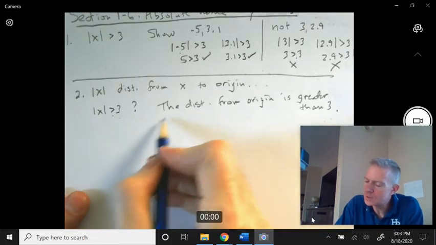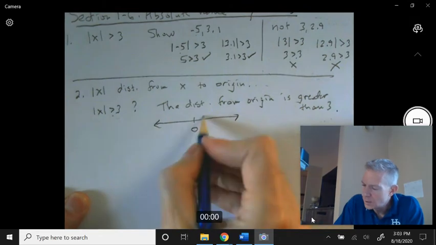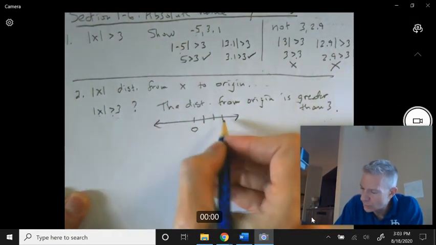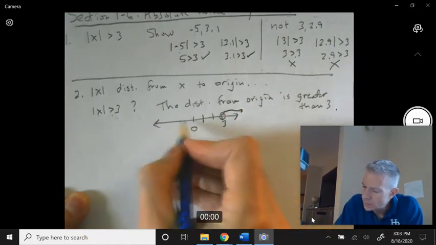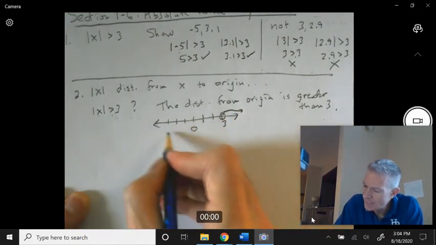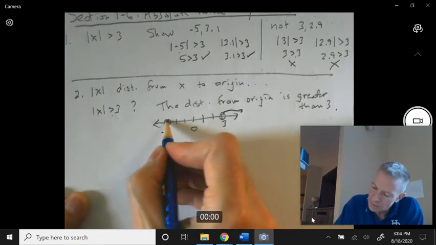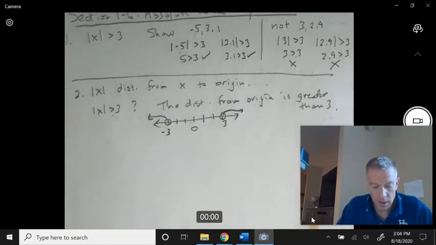If we look at what that means on a number line, we've got the origin, and if you want everything where the distance from the origin is bigger than 3, you go 3 out and you want everything further away. Go this way, go -3, and you have everything more than 3 units away from the origin. So it would look like that.